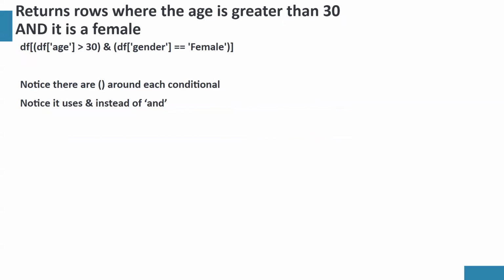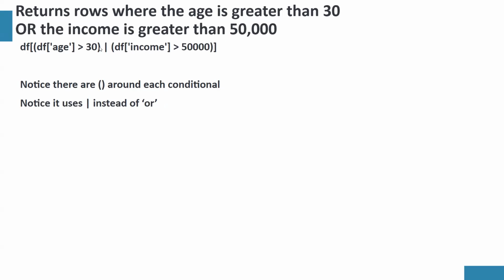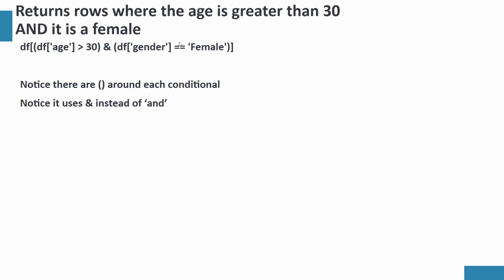In this example, return rows where the age is greater than 30 and it's a female. A common mistake I see is not wrapping the condition in parentheses. Unlike SQL, where if you have a series of ANDs you don't need to wrap those conditions in parentheses, in Python subsetting, if you have more than one, those conditions have to be wrapped in parentheses. Notice that my df age right here is wrapped, and my gender is female is also wrapped in parentheses. The other thing, notice that it uses the and sign instead of the word and. You can't use the word and, it has to be the and sign.